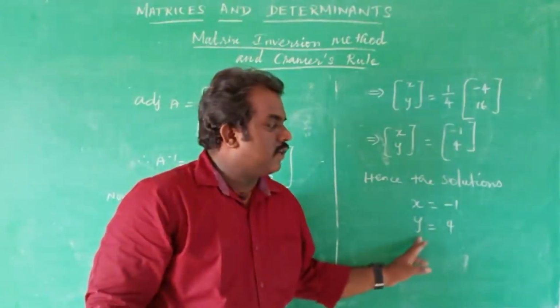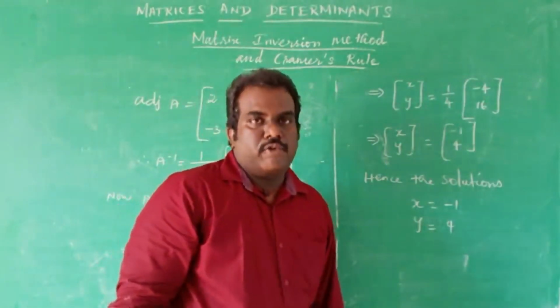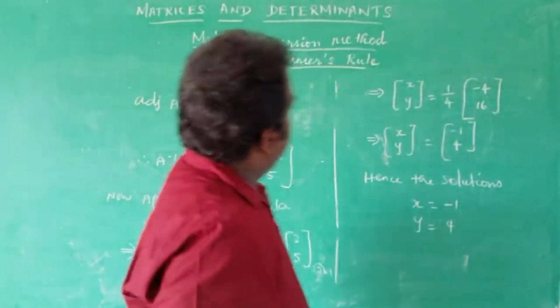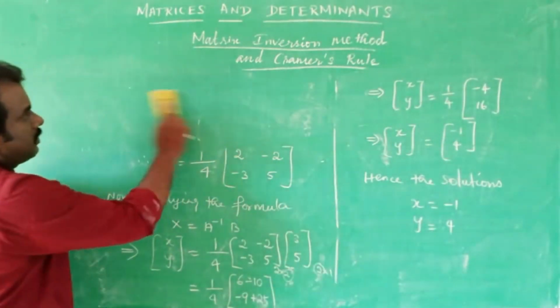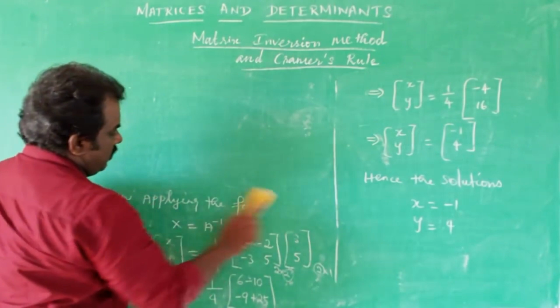X is equal to minus 1, y is equal to 4. Now we can go for 3 cross 3 matrix. Solve the system of linear equations by using matrix inversion method.